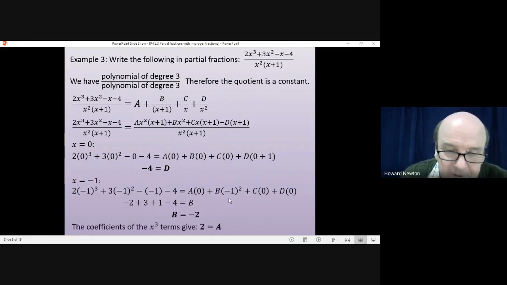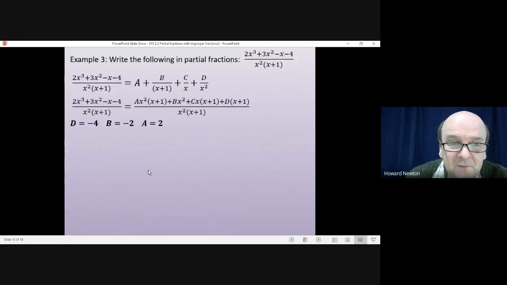Now, if we look at the coefficient of the x cubed term, as I said before, it's normally best if you start with the highest power. X cubed is the highest power. On the left-hand side, the coefficient is 2. And if I look on the right-hand side, I don't get any x cubes from the b, c, and d term. The only one I'll get is from this first term. And I'll get ax cubed if I multiply these brackets out. So on the right-hand side, the coefficient of x cubed will be a, and straight away that gives me a equals 2.